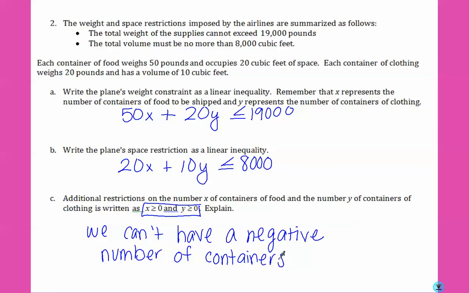You may want to put a star by this one because when you go to do your project, this is the most common thing that gets left out: x is greater than or equal to 0 and y is greater than or equal to 0.